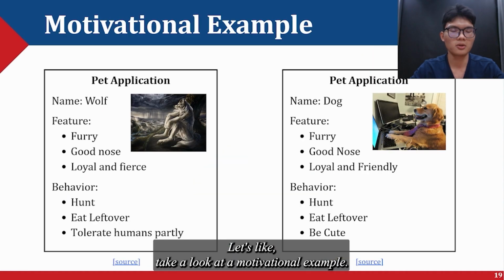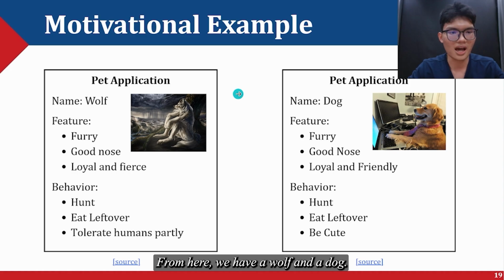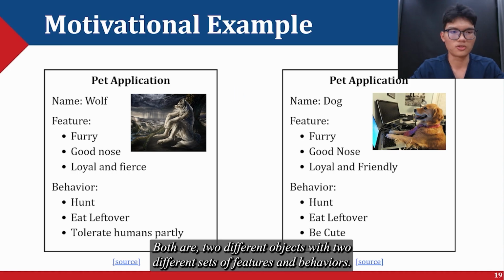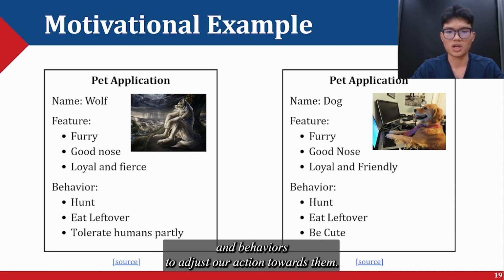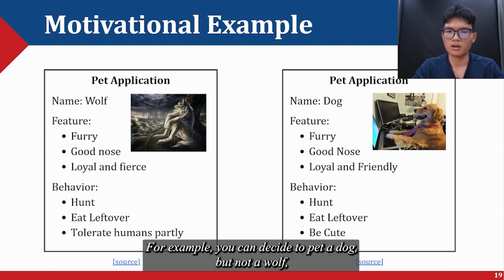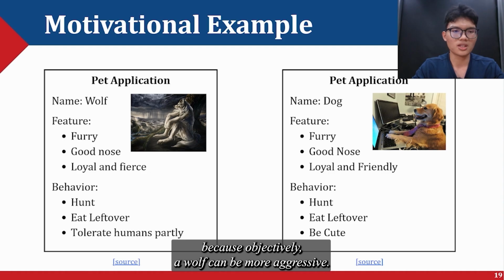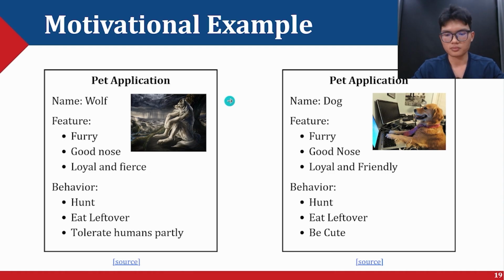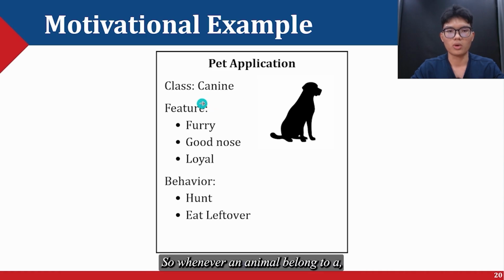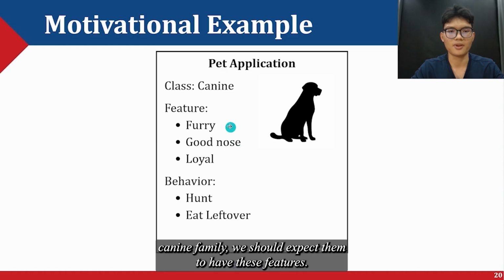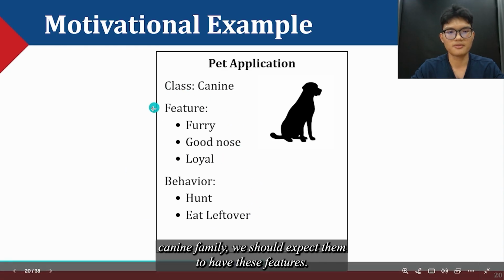Let's take a look at a motivational example. Here we have a wolf and a dog. Both are 2 different objects with 2 different sets of features and behaviors. And as humans, we can base our actions towards them on those features and behaviors. For example, you can decide to pet a dog, but not a wolf, because objectively a wolf can be more aggressive. In reality, we know that both wolf and dog belong to a family called canine. So whenever an animal belongs to the canine family, we should expect them to have these features.